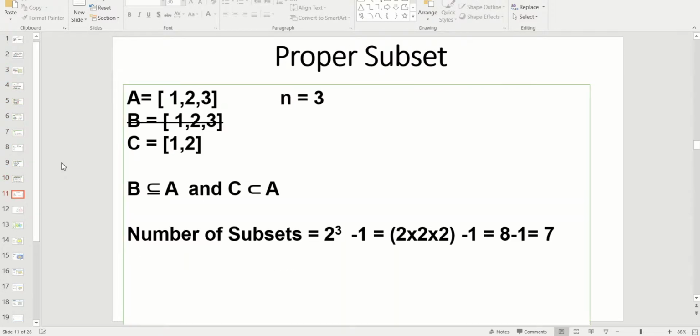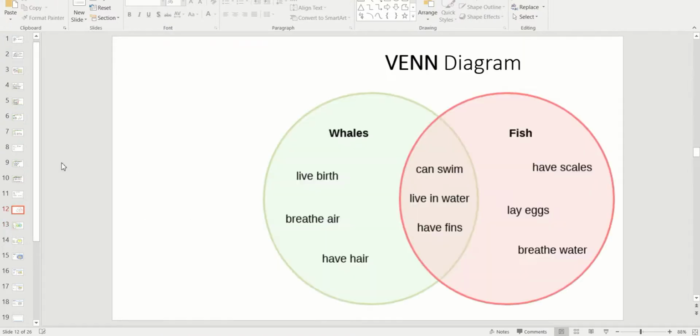Part of the union and intersection is also the Venn diagram. A Venn diagram is a comparison between two sets, just like R and H that we discussed before. But this time, I have a set of traits in which whales and fish are being compared. Then we have to find the difference and the similarity.